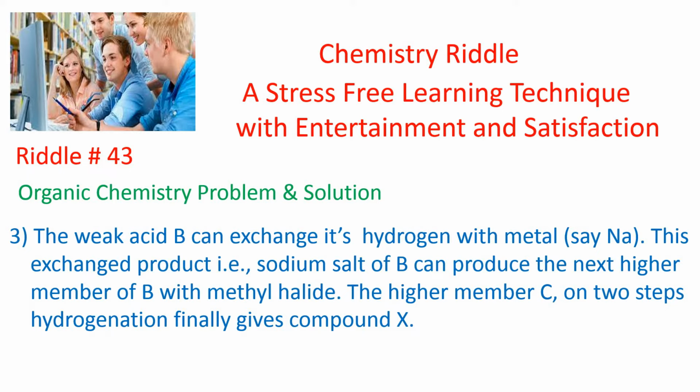The third statement: weak acid B can exchange its hydrogen with the metal, say sodium metal. This exchanged product, that is the sodium salt of B, can produce the next higher member of B with methyl halide. The higher member C on two steps hydrogenation finally gives the compound X.